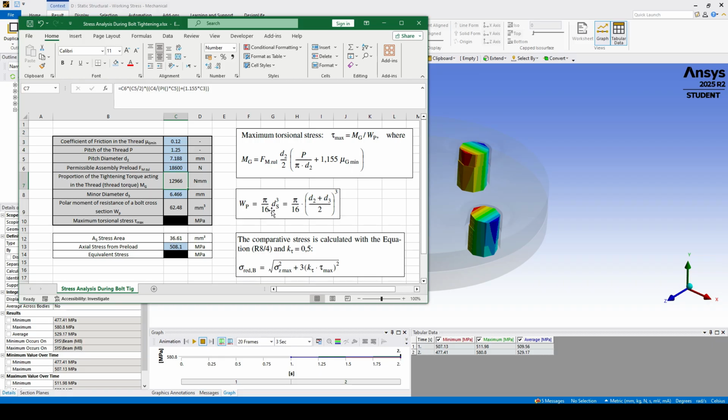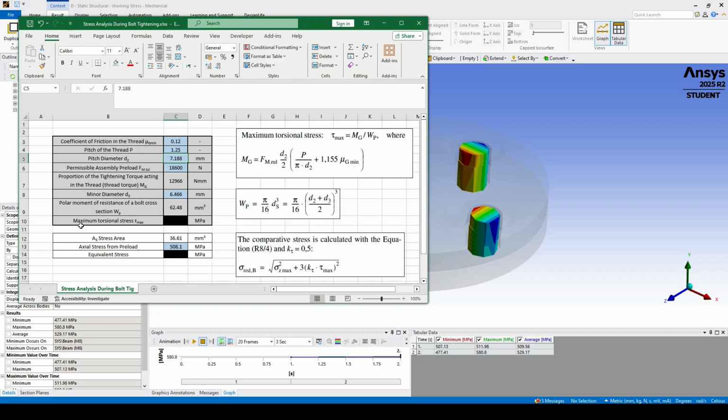ds is actually not more than the average between d2, which we have there, and d3. So it's (d2 plus d3) over 2, to the power of 3, and you will finally get the polar moment of resistance. In my case here, it was about 62.48 millimeter cubed.